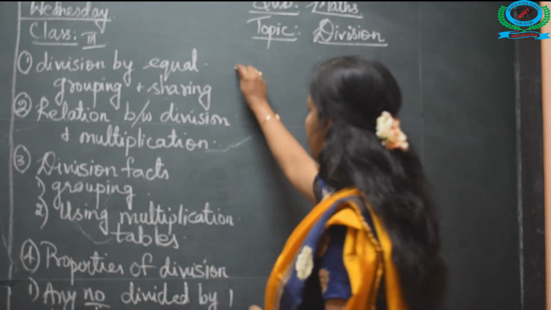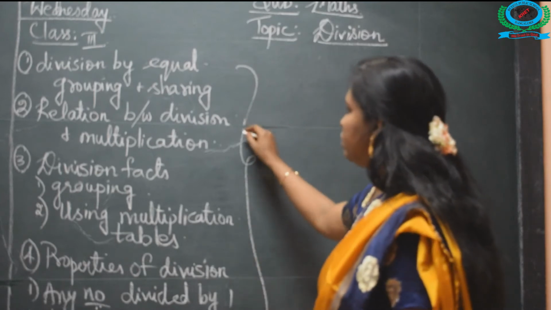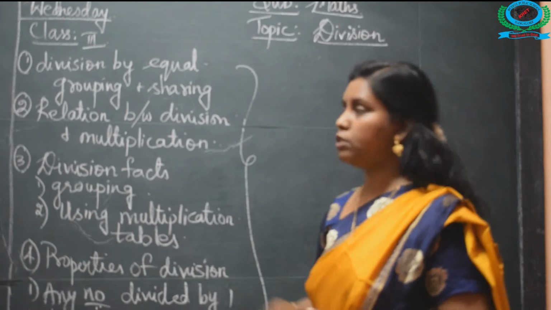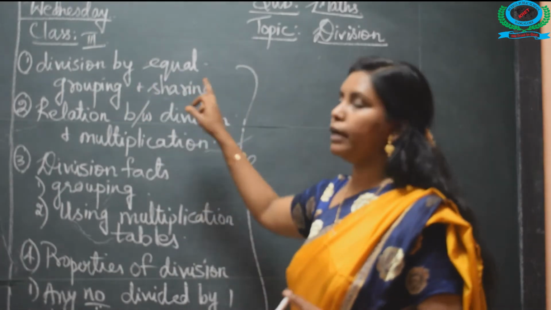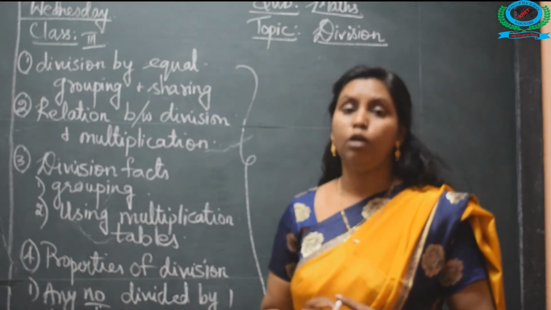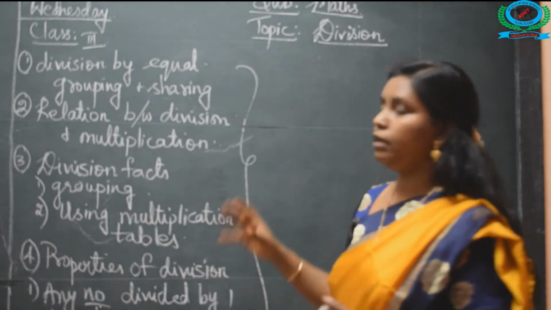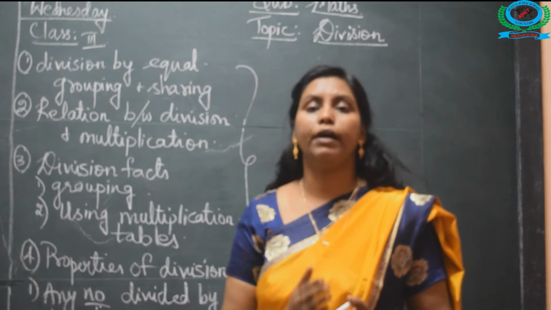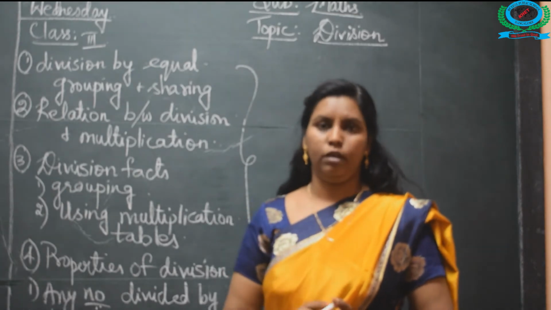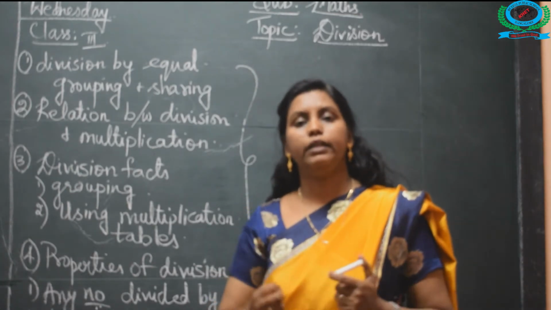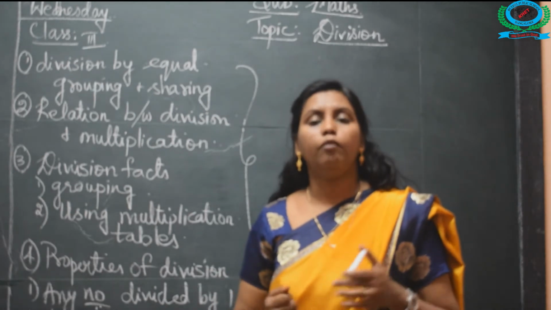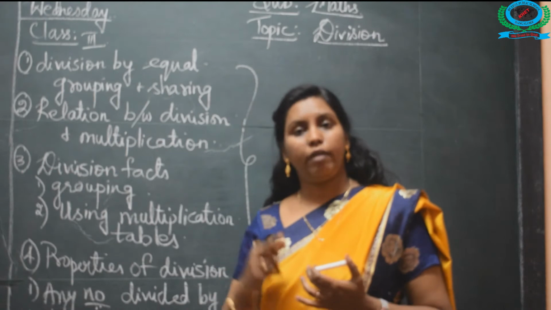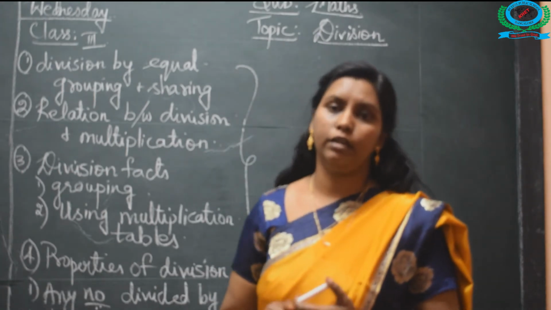So children, let us come to the first subunit. We'll start with the first unit, that is division by equal grouping. Suppose, for example, you have many objects and you have to divide them among a number of people. How will you divide it? For the objects we need a number, and to divide among the people we also need a number.